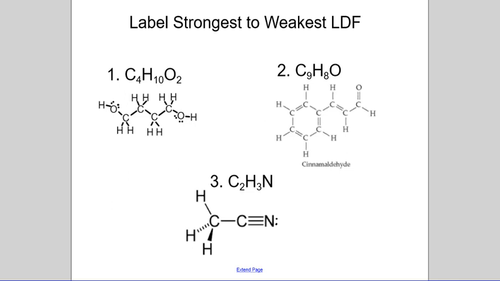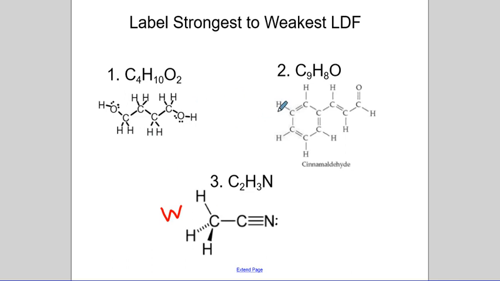So let's go back and look at it this way. When we're talking about LDF, I said larger molecules and atoms, more electrons, and more complex. Well, this formula is C2H3N. It is easily the smallest molecule of the three. It has the least number of electrons because it has the least number of elements. So this one right here is going to be our weakest LDF. He is for sure the weakest because he's the smallest, least number of electrons, least polarizable, etc.